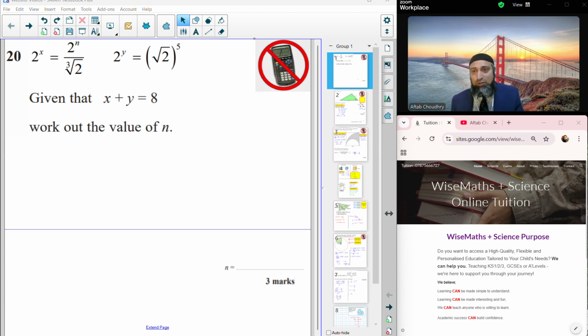This is a GCSE question. It's worth 3 marks and it's towards the back end of the higher paper. So let's have a quick look at what it's asking for.